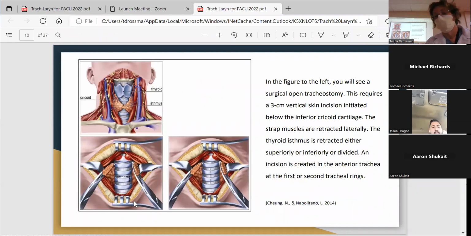Okay, and this is just a little bit of anatomy here, seeing how the different muscles and layers necessary to go through to reach the trachea. We do a vertical incision initially, and then can do a horizontal incision across between the second and third ring of the trachea, and just how we're going through the isthmus and identifying important structures, the thyroid and the cricoid, and identifying nerves and things to avoid damage to them.